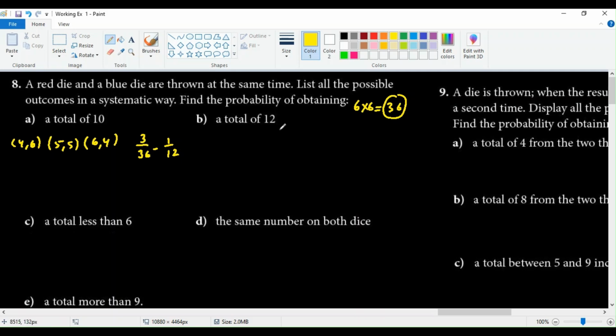A total of 12, there is only one possibility where you can have a 12, 6 and 6 on both the dice. So it's going to be 1 over 36.